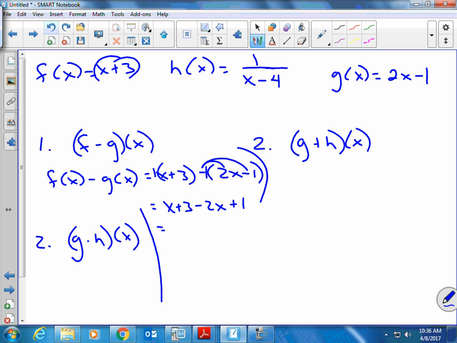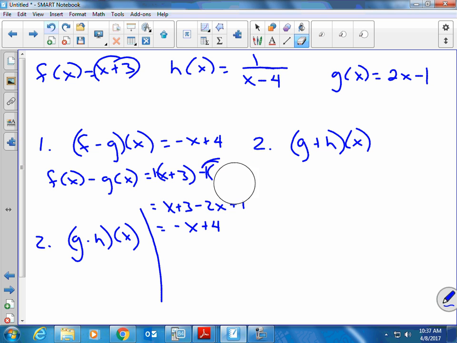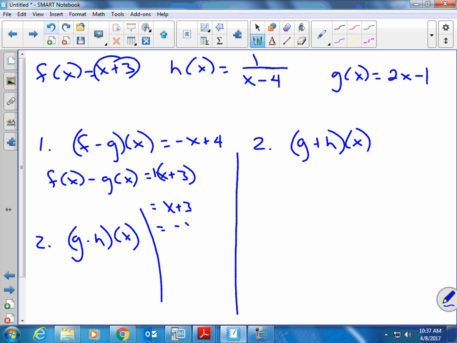Combine like terms. x minus 2x is a negative x. 3 plus 1 is 4. So the answer to this is a negative x plus 4. All right, try number 2. Give myself some room again here. g plus h of x. Can't really do anything. We're done.